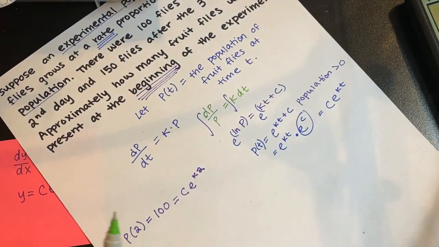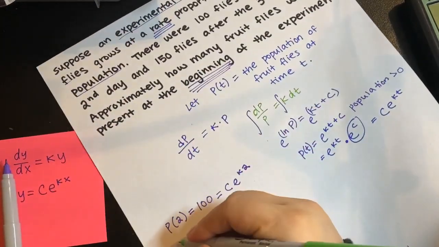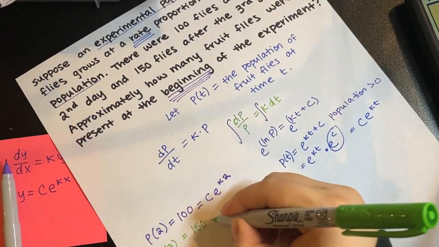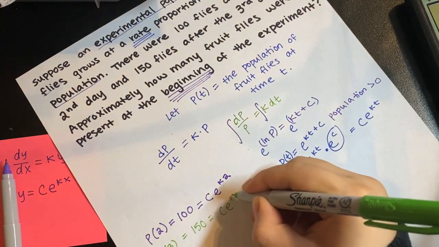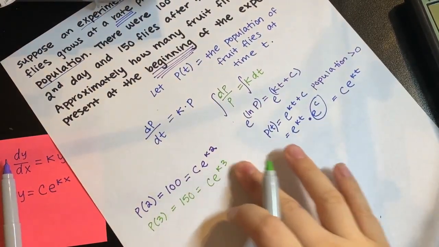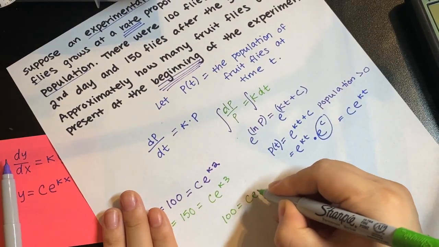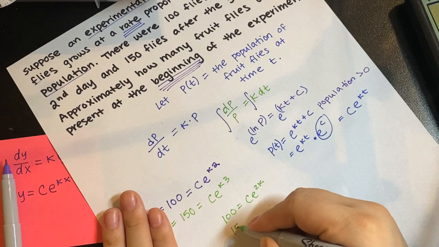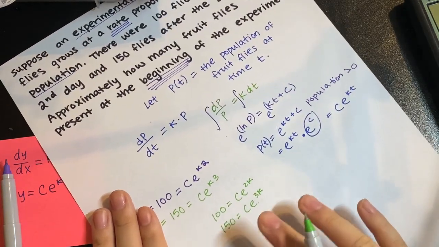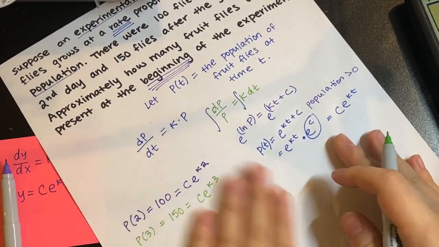And then we have p of 3. After the third day, we have 150. So p of 3 equals 150, which equals c e to the k3, or 3k. So now we have two equations with two variables. So let's clean that up. 100 equals c e to the 2k, 150 equals c e to the 3k. Looking great. So we have two variables, c and k, and we have two equations.